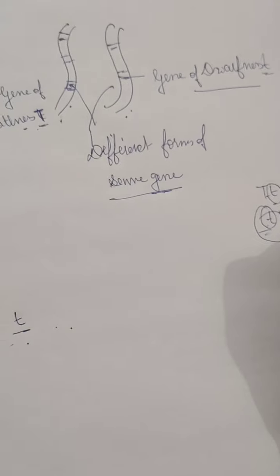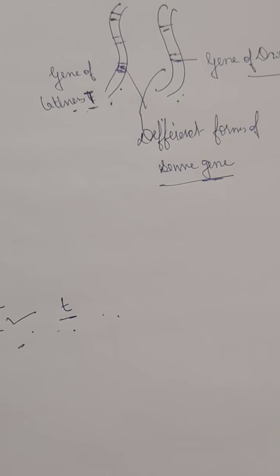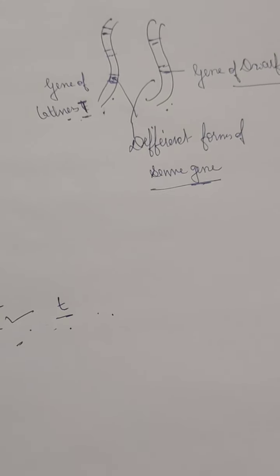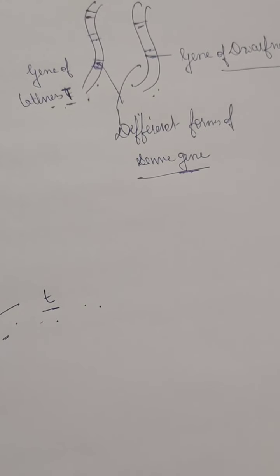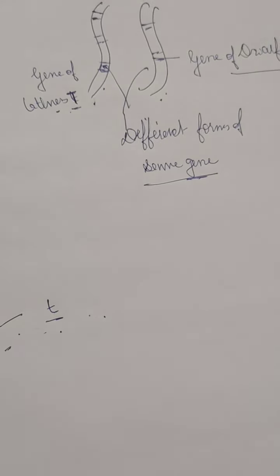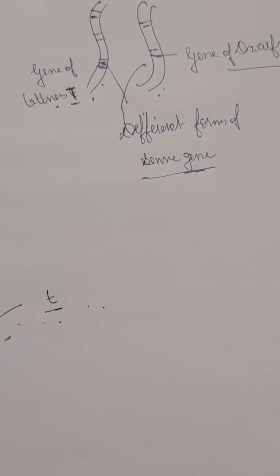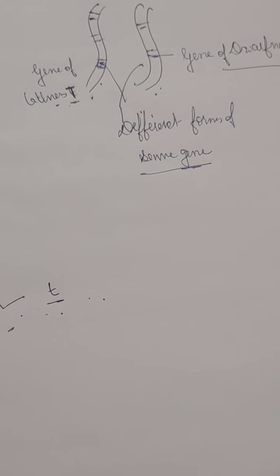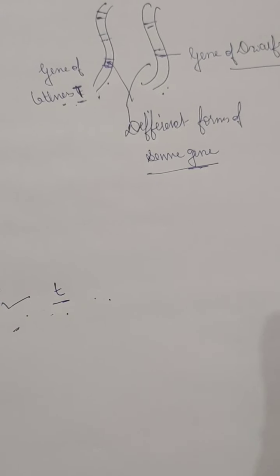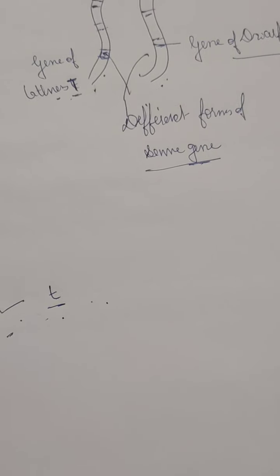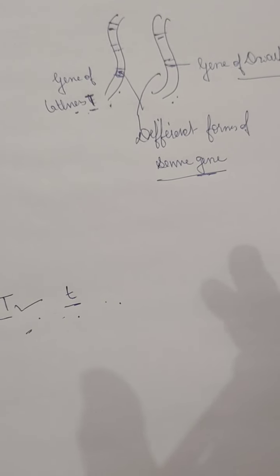So the genes of tallness and dwarfness are not to be considered as different features, but as two different forms of the same gene, which controls only one characteristic feature of a plant, that is the length of its stem. But there can be an increase in the length of the stem making the plant tall, or a decrease in the length of the stem making the plant dwarf.